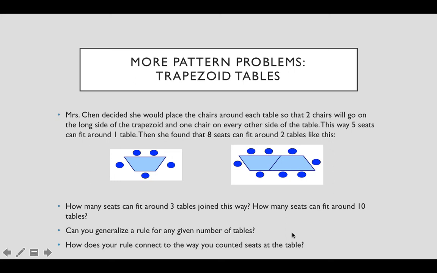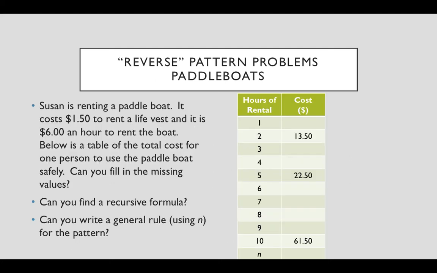You can see this is very similar to how we approached the sticker cube problem. And similarly, another reverse pattern problem, this is the paddleboat problem. Now this one's a little bit different. I have fewer numbers that I've given you here, but the same idea will work. Susan is renting a paddleboat. It costs $1.50 to rent a life vest, and it is $6 an hour to rent the boat.